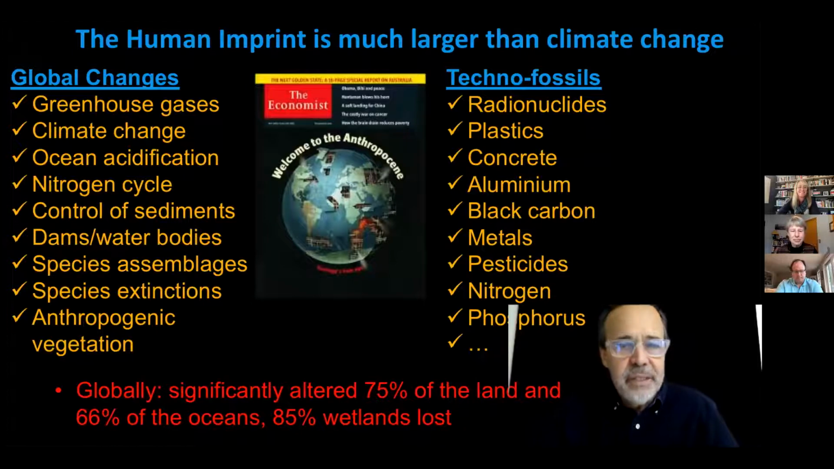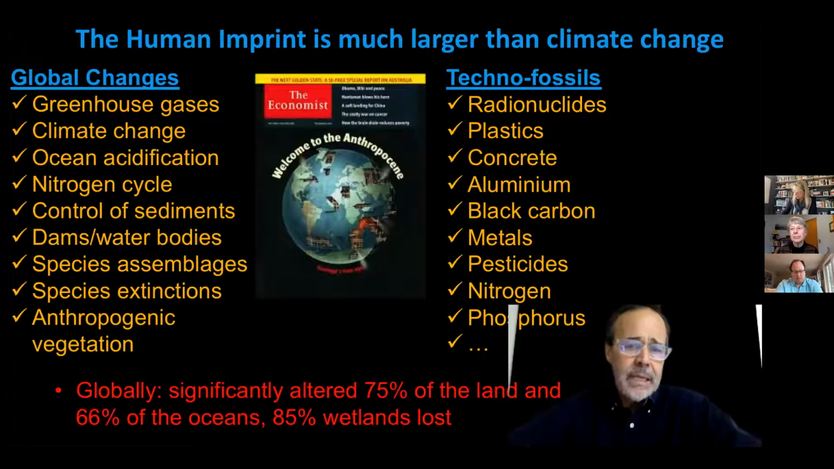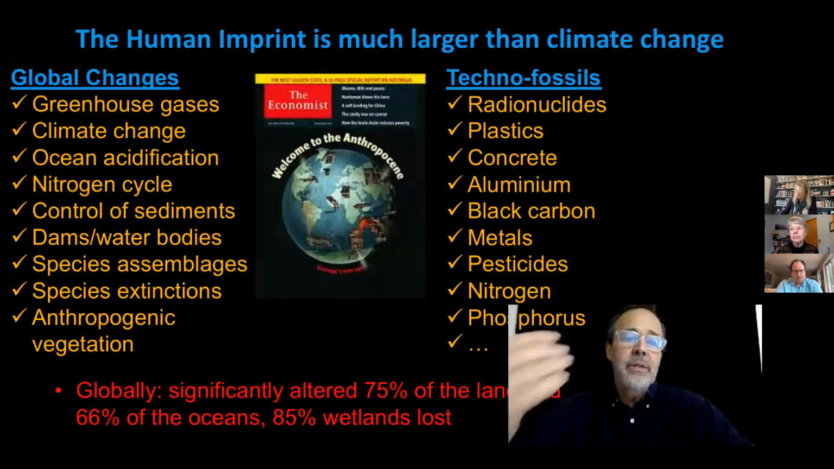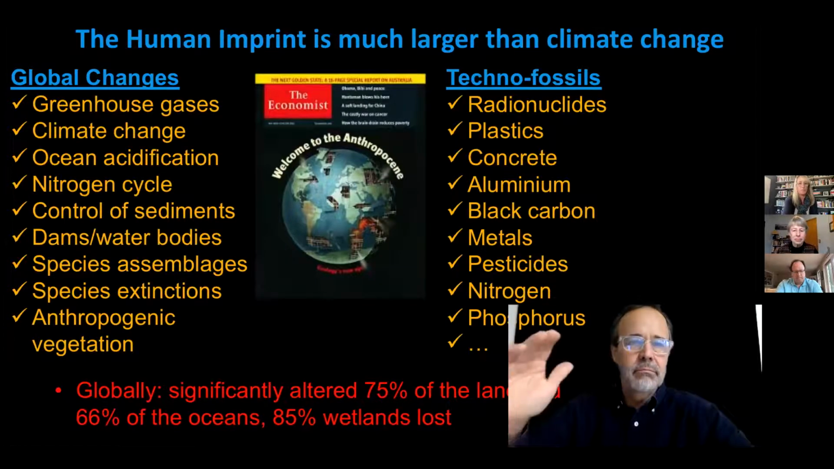The human imprint on the earth is much bigger than climate change, and all those things interact. And we need to appreciate the complexity of environmental problems that we have, and that they scale. If you look at the bottom of the slide, the scale of human impact on the planet. So we appreciate how to deal with climate change in the context of dealing with other issues as well. Thank you.